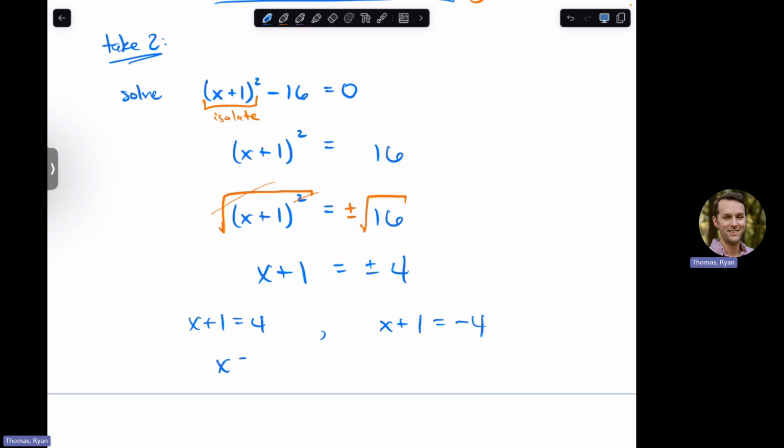If it's 4, then x is 3. If it's negative 4, then x is negative 5, which is what we got the first time we worked through it. This is sometimes called the square root property.